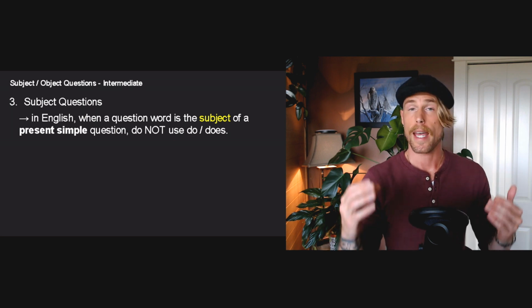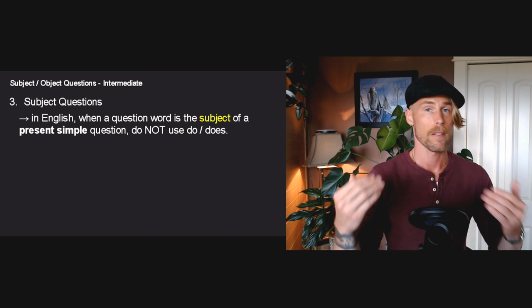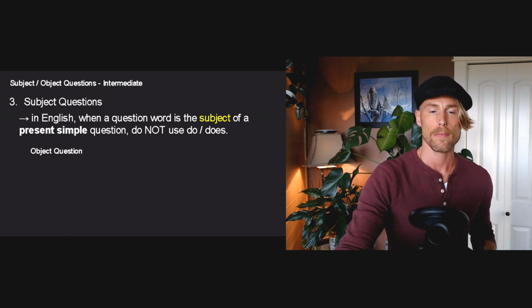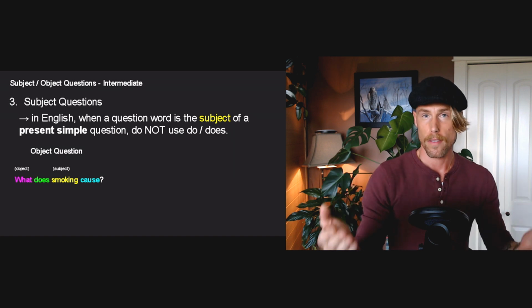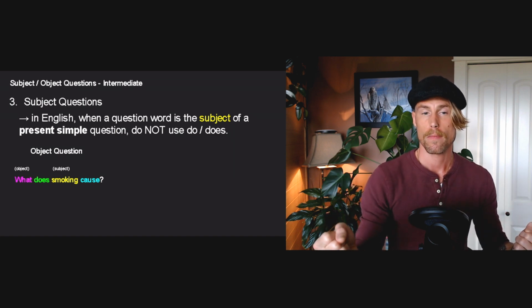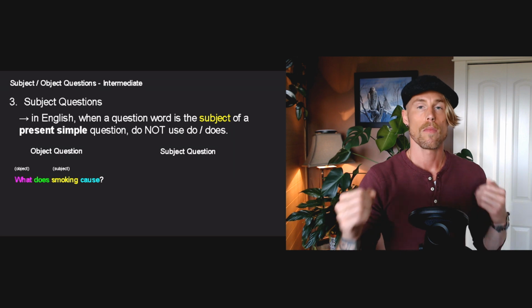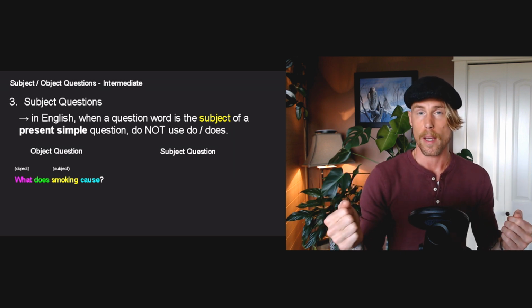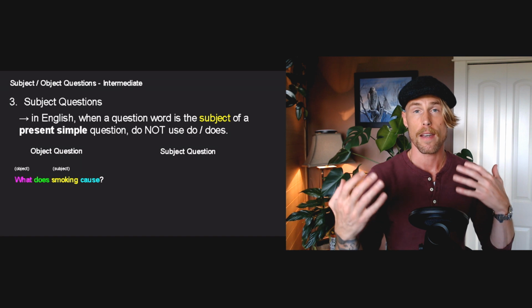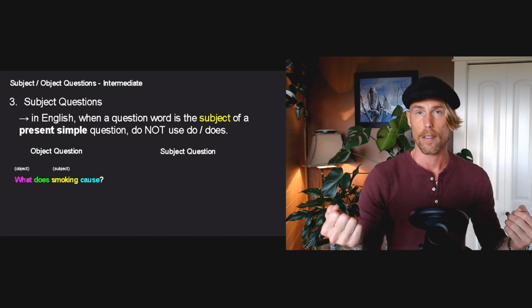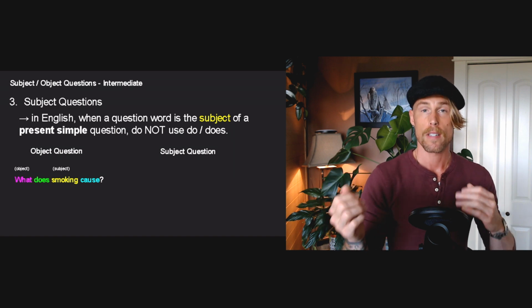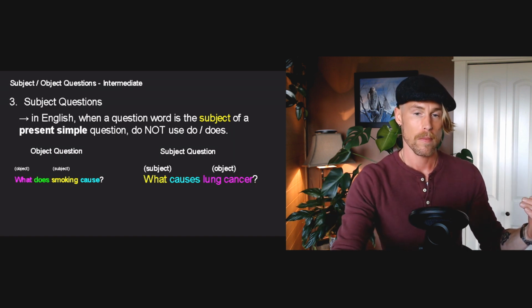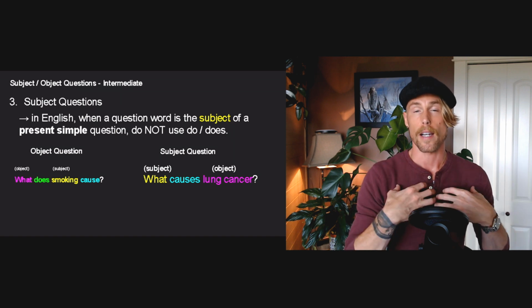So, same rule as the previous example. What does smoking cause? This is the object question. Do you remember the subject question to say something similar? What does smoking cause? Subject question. What causes lung cancer?